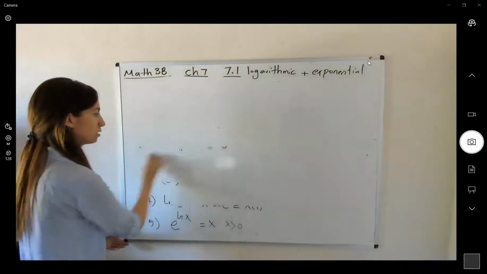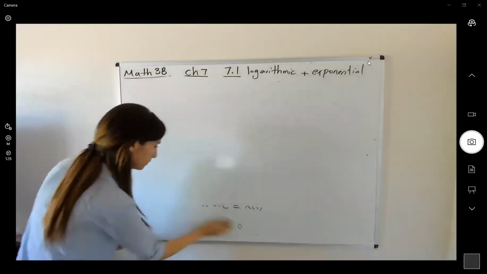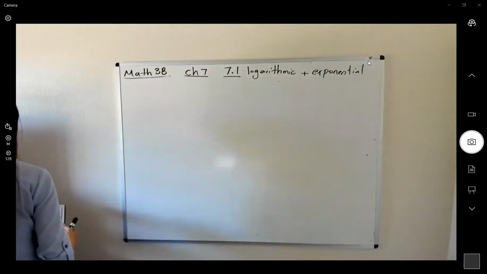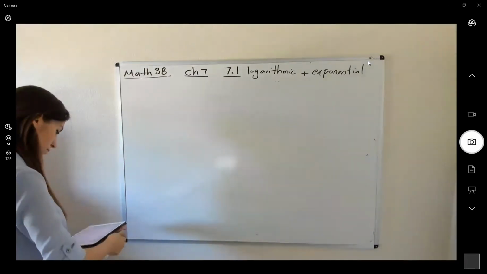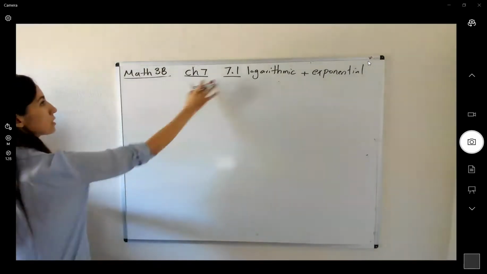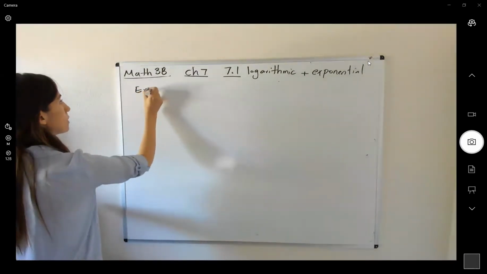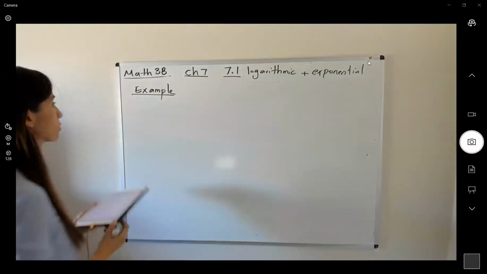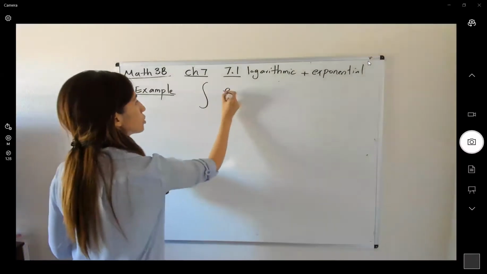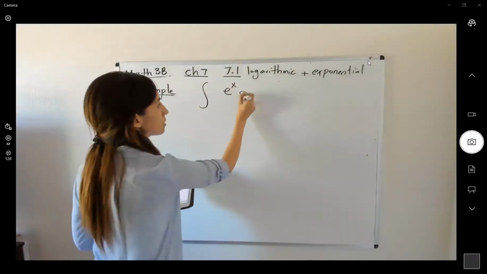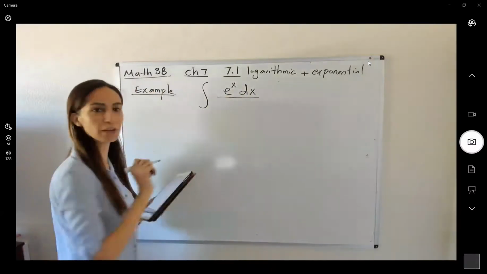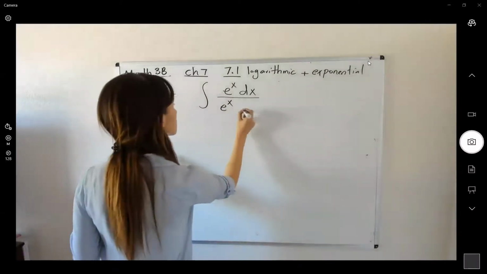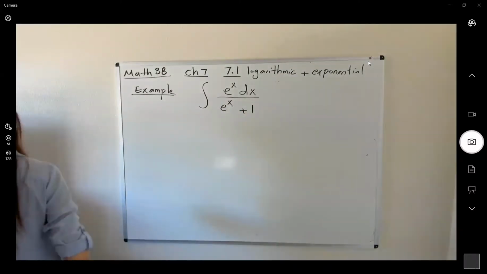Okay, let's take a look at this example. We are on the second page of 7.1. Example. Question says, hey, you have an integral which has e to the x dx on the numerator, and on the denominator you have e to the x plus 1. What is this integral?